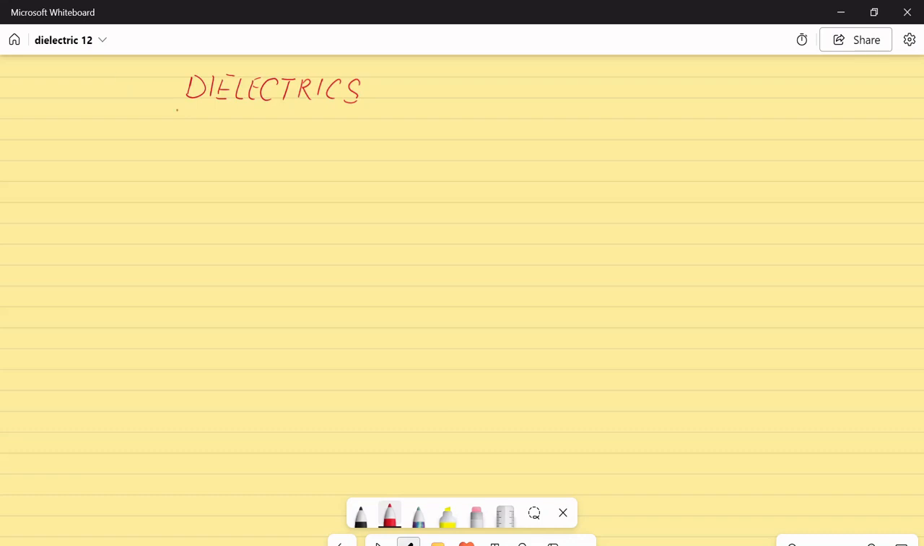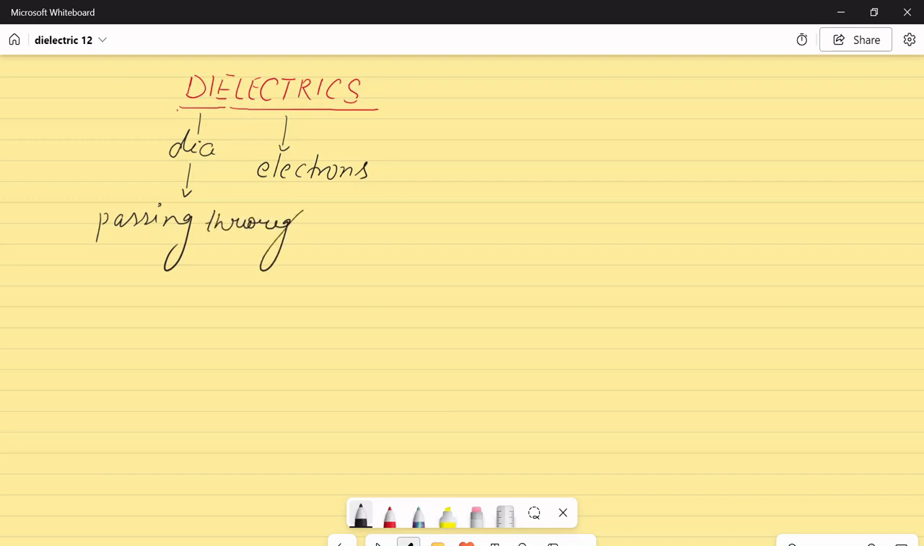So if I break it down, I have got dye and then I have got electrics here. So what does this mean? Dye is coming from the term dia, right? And this electrics is basically associated with the term electrons, which you have pretty much studied up till now. So dia basically means passing through. What we will understand later is what is passing through what medium, and what is the significance of this entire definition that we'll be creating.